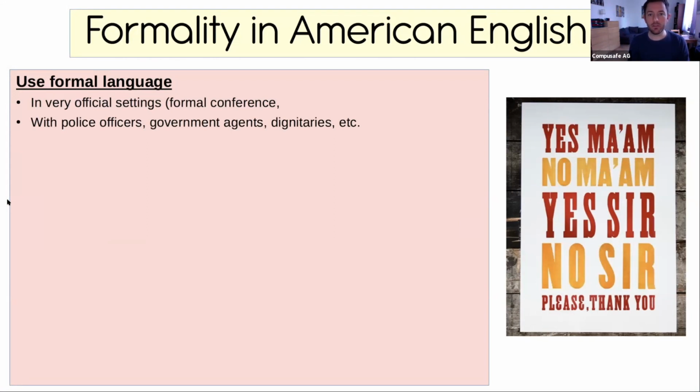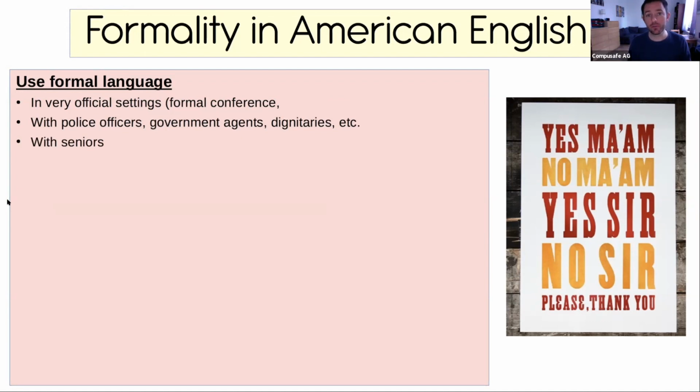So if you're driving your car down the highway in America and a police officer stops you, then don't call him Dave. You'd say, officer, you call him Officer Smith, right? "Oh, Officer Smith, thank you. I didn't know I was speeding, officer. Thank you, sir. Yes, sir. No, sir." Right.